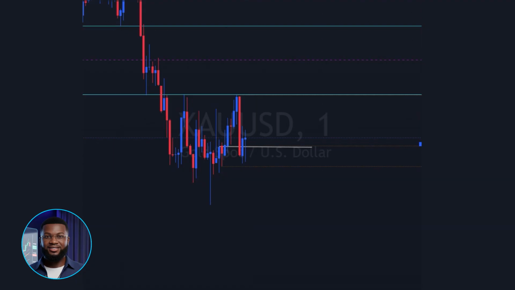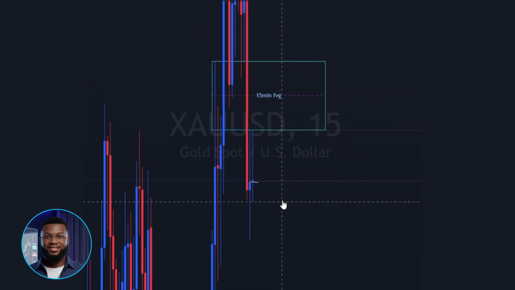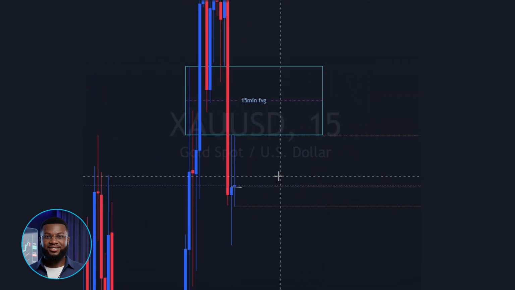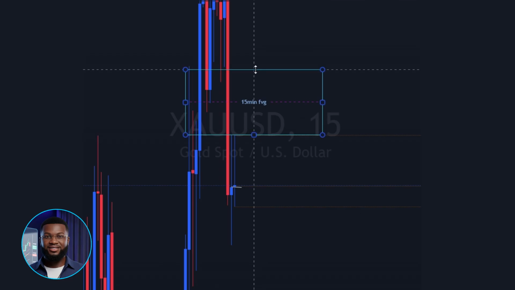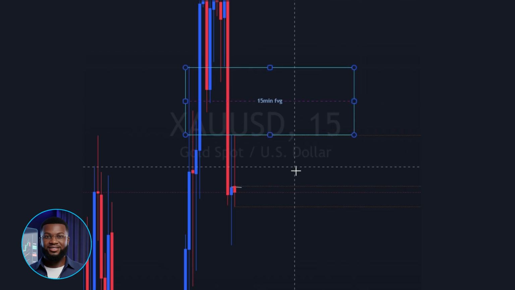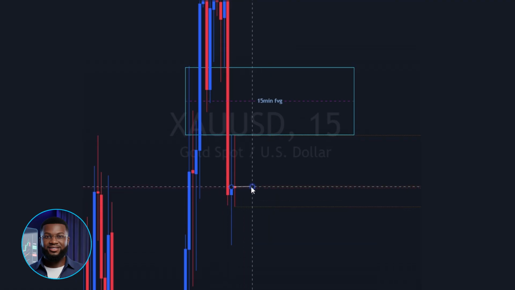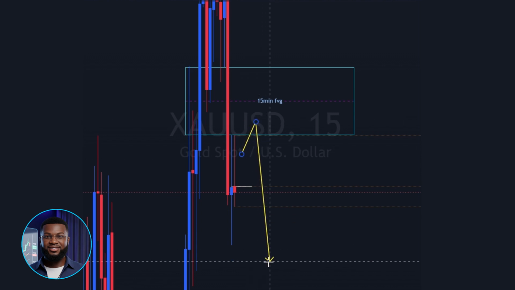All right, guys. So this is the feed trader once again, and this is the before and after trade. I'm spotting an opportunity on good. You can see that I've marked an imbalance right here. That's the 15 minutes fair value gap, and all we're anticipating for price to do is to come in and mitigate and make a turn, right?